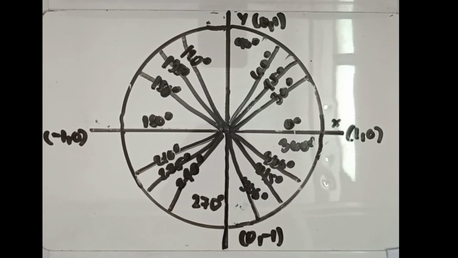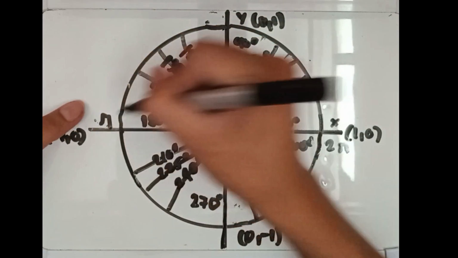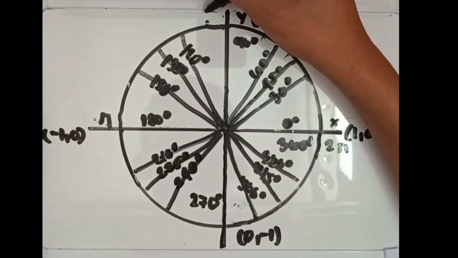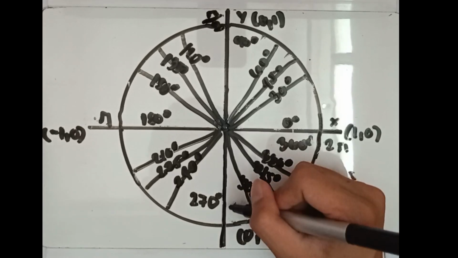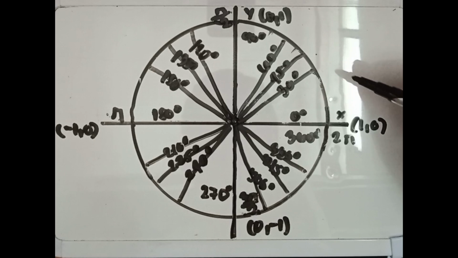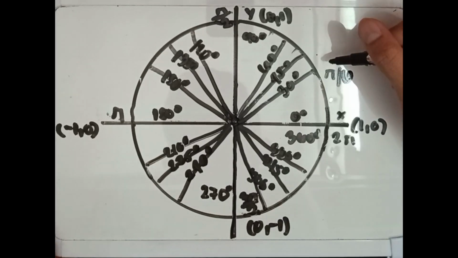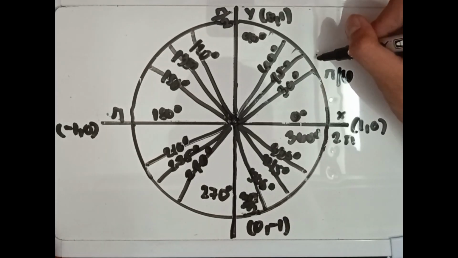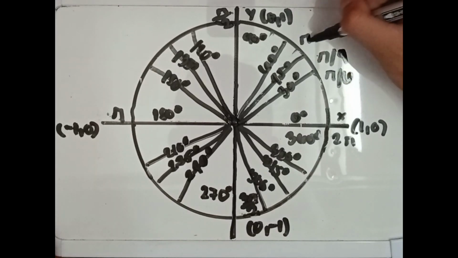Before we move on to the values in radians, we must know that this one is 2 pi. This one is pi. On the upper, this is pi over 2. Here it is 3 pi over 2. In quadrant 1, the value in radians of 30 degrees is pi over 6. In 45 degrees, it is pi over 4. And in 60 degrees, it is pi over 3.